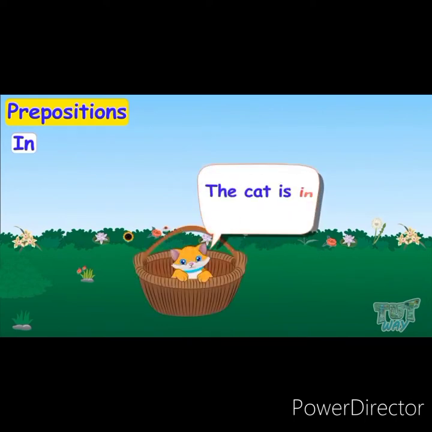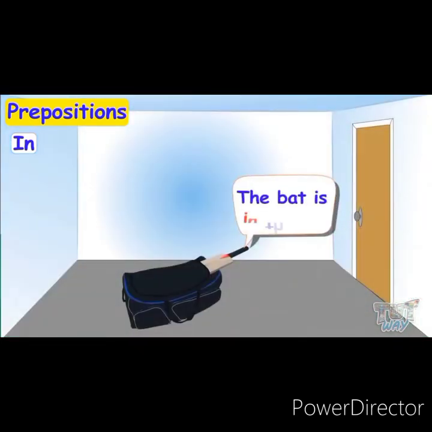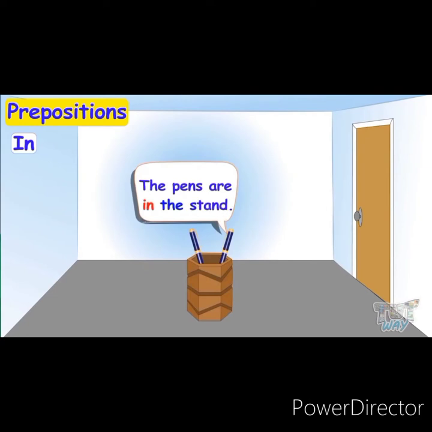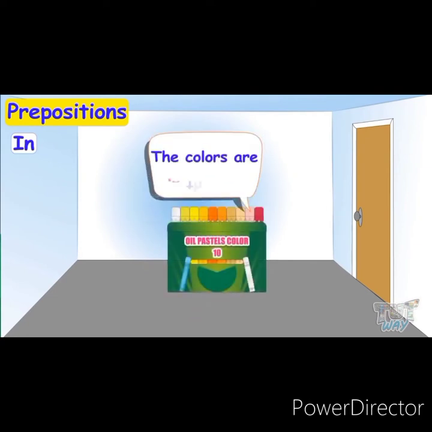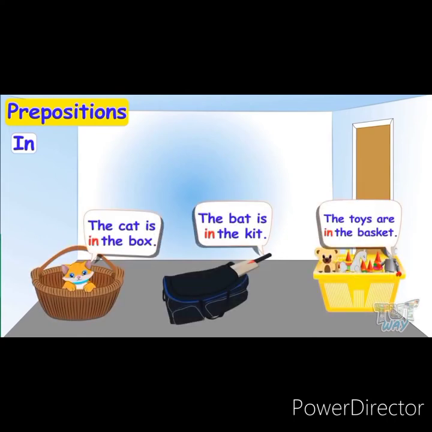The first preposition we are talking about is in. The rat is in the hole. The bat is in the kit. The toys are in the basket. The pens are in the stand. The colors are in the box. So you have seen how we have used the preposition in, in the different sentences.